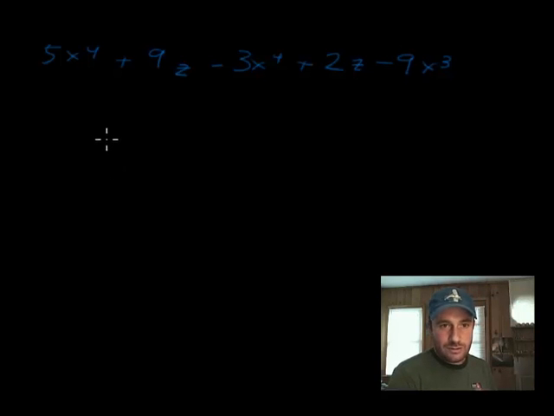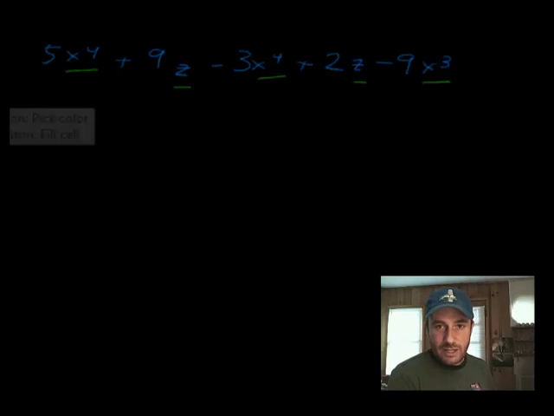I was looking over these quizzes here, and here's one of the problems that you had. 5x to the fourth plus 9z minus 3x to the fourth plus 2z minus 9x to the third. Your job was to combine like terms. So basically what you need to look at when you're talking about like terms are the letter and any power that is connected to that. And if there's no letter or power connected to it, then it's just the number by itself. If it's a number by itself, then it's a like term with any other number by itself.